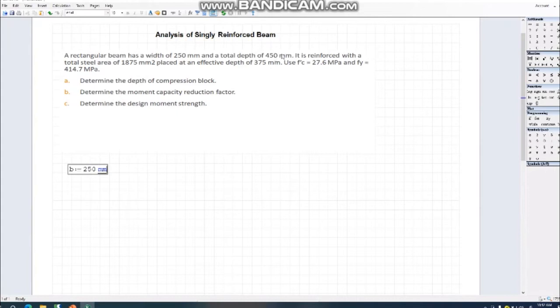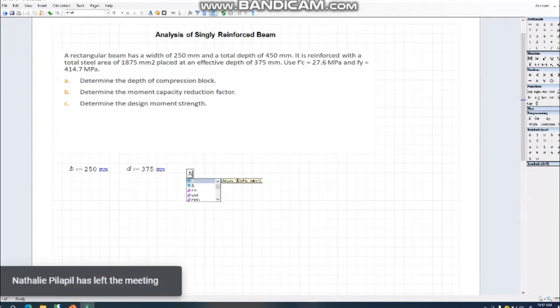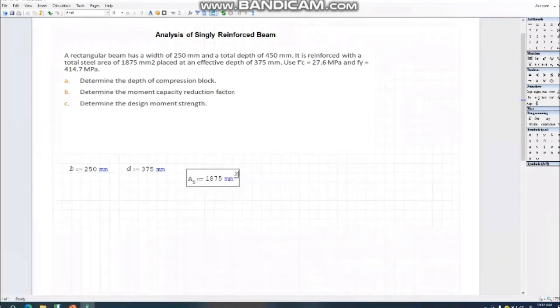So our total depth is not really important here. We will use the effective depth. So d is 375 mm. We have your As. We no longer need to compute it. It's already given. So As is 1875 mm squared. Unlike earlier where we were given the diameter of bar. To get As, we computed the area of one bar, then multiplied by the number of bars. Okay, so what are given?